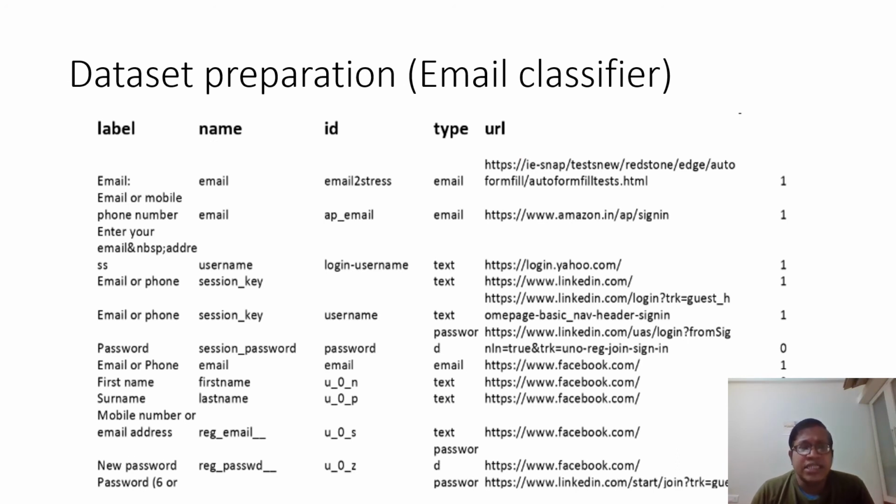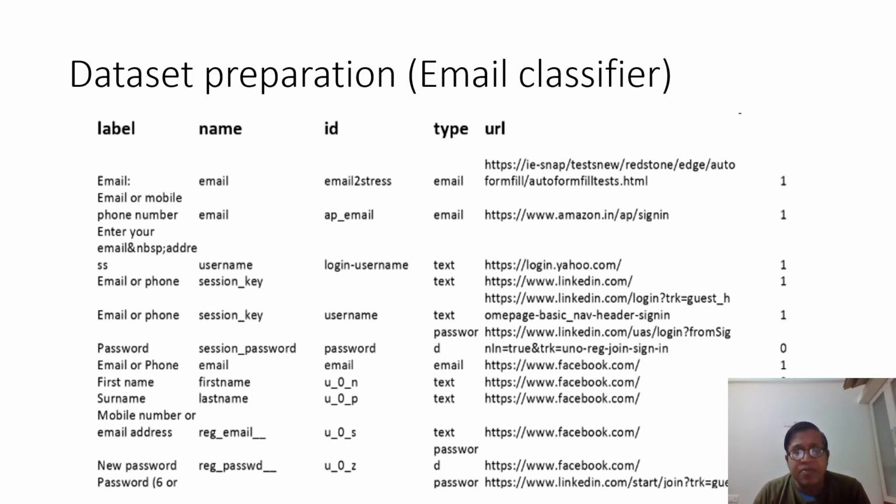This is just an example of a dataset for an email classifier. If you see, we have gone through multiple forms. This is not the full dataset, but it's part of it, just to illustrate how it works. For example, the label is like email, and it says email or mobile, or enter your email, or email or phone, this kind of thing. If you go to multiple web pages, like Facebook's login, or the Yahoo sign up form, even bank sign up forms, you will see this kind of thing. And in the field called name, it says email or session key or reg mail like that.